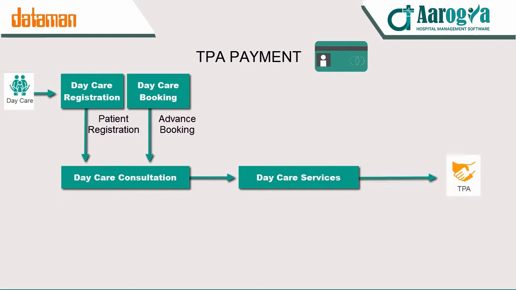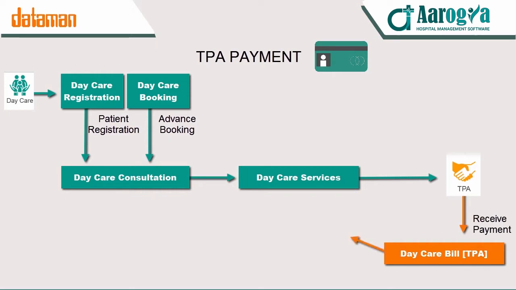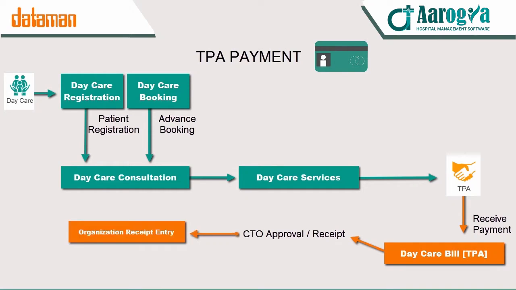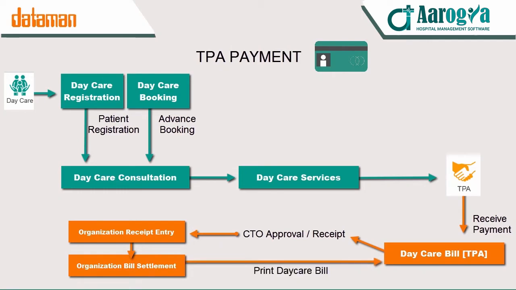Then switch to TPA module. Receive payment in daycare bill TPA by CTO approval or receipt. When we receive amount from organization, then we do organization receipt entry. Then we settle daycare bill, through organization bill settlement. Then print daycare bill, in daycare bill TPA entry.